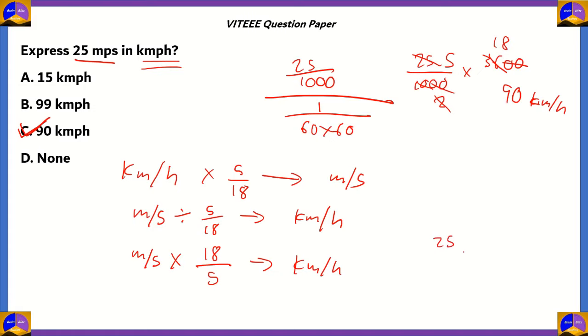Let's test it out. 25 into 18 by 5. 5 goes into 25 5 times. 5 times 18 gives you 90. So therefore, as you can see, the 5 by 18, 18 by 5 trick makes it easy to find out the values of speed from kilometers per hour to meters per second and back again. So option C, 90 kilometers per hour, is the correct option here.